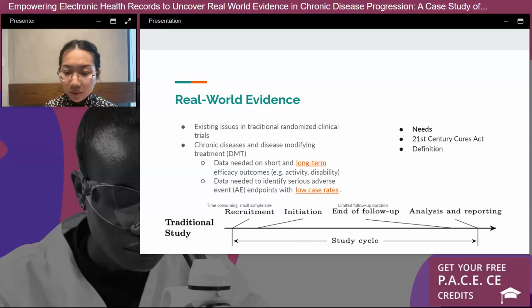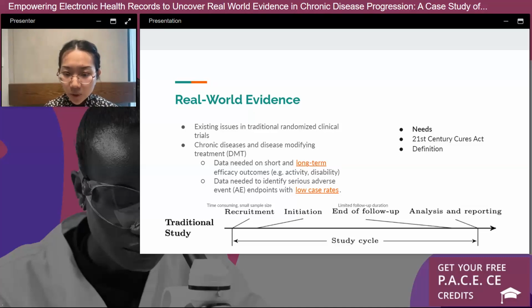First, you would require a quite time-consuming recruitment stage, and usually only a limited number of patients will be recruited into the study. And then you would have a pre-designed fixed follow-up duration period. And at the end, you would summarize, analyze, and report the results.